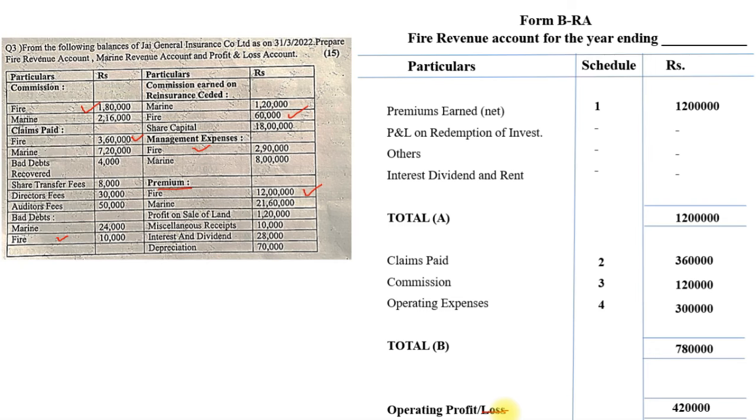Now, I hope everyone has understood these two parts. We found this was similar to question number 3, the first part that we had done. Now, once you have the marine revenue and fire insurance revenue accounts, we have to prepare the profit and loss account. The very first thing that is important is to note down the format.